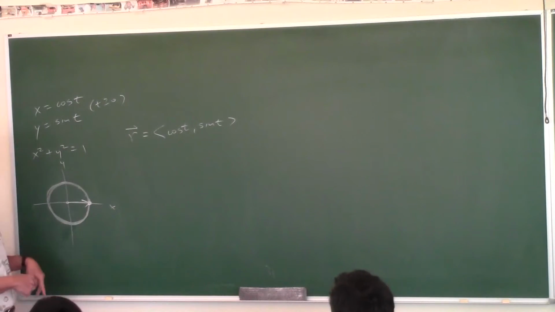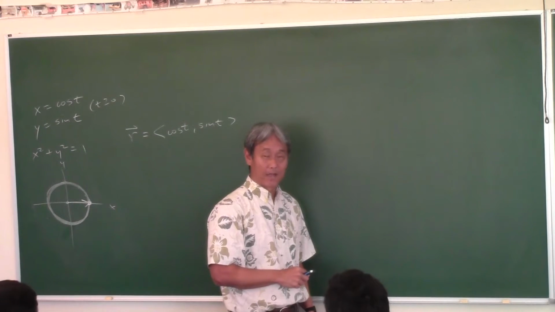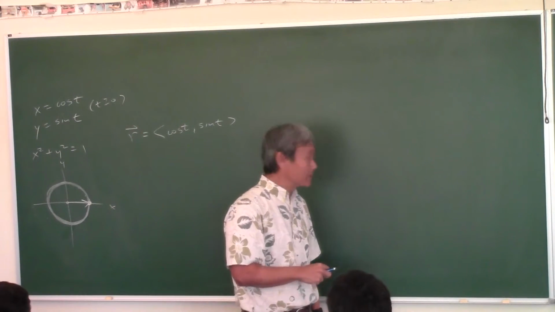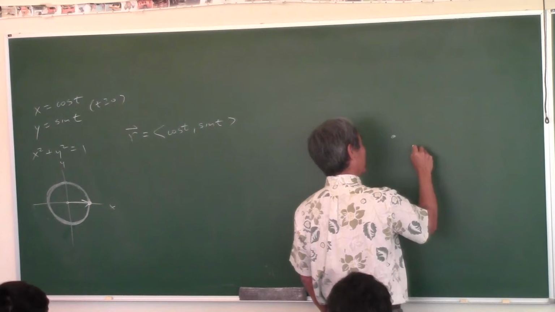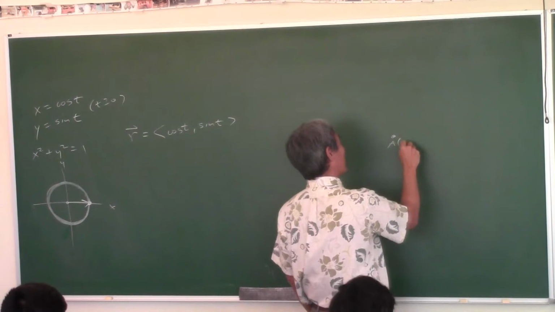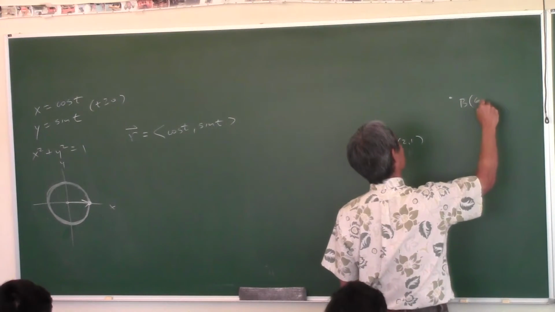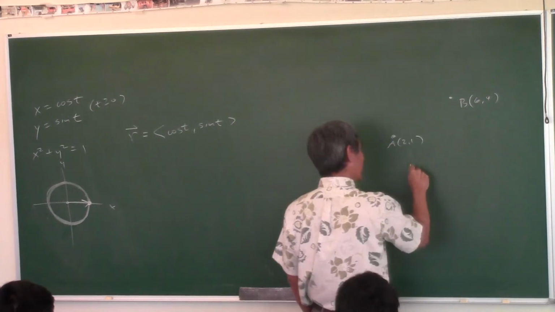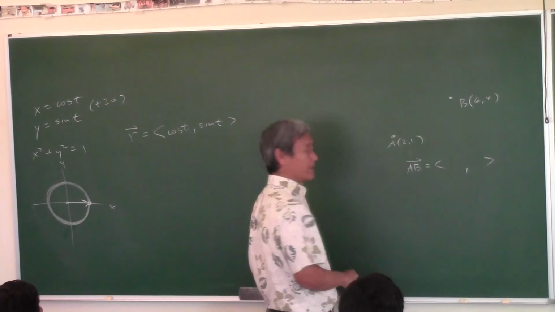And for those of you who forgot how to componentize vectors, do we need a quick review? Yes. Like how to add and subtract? Okay, let's say you have a vector v. Here's point A, 2, 1. Here's point B, which is 6, 4. How do you componentize vector AB?